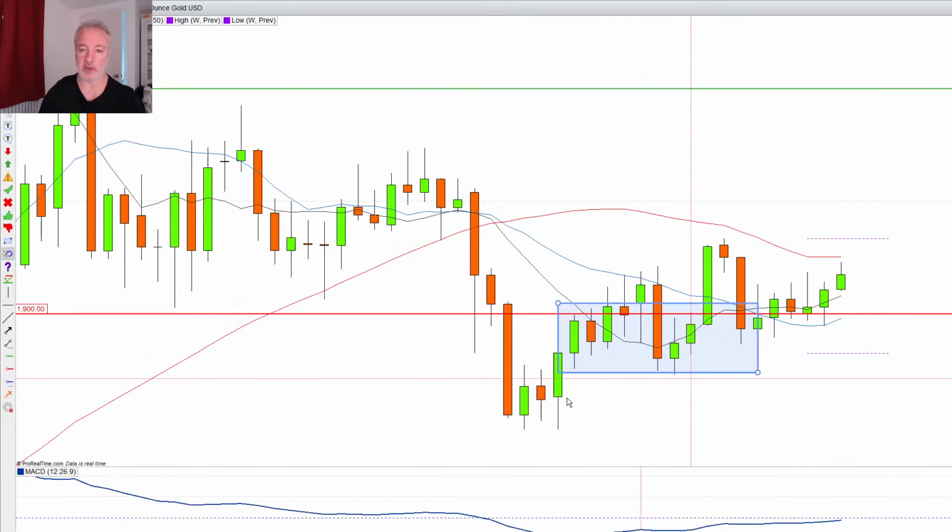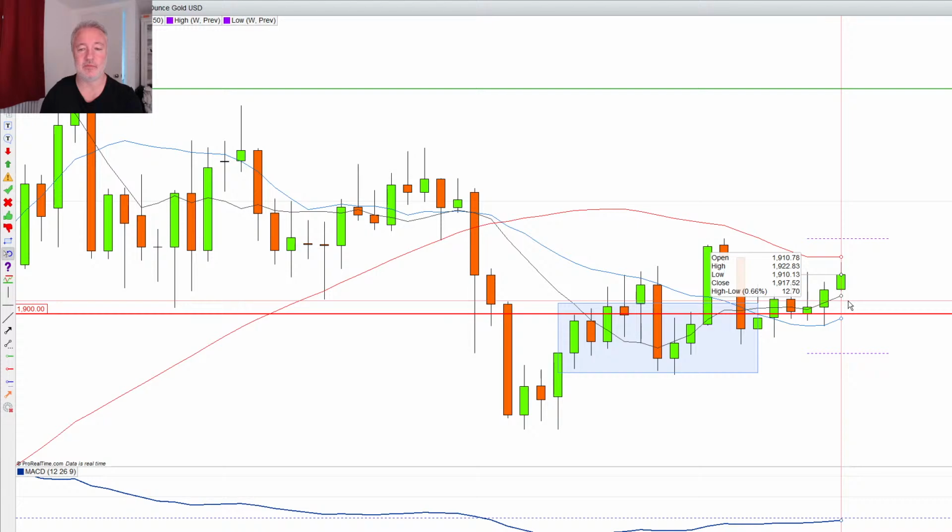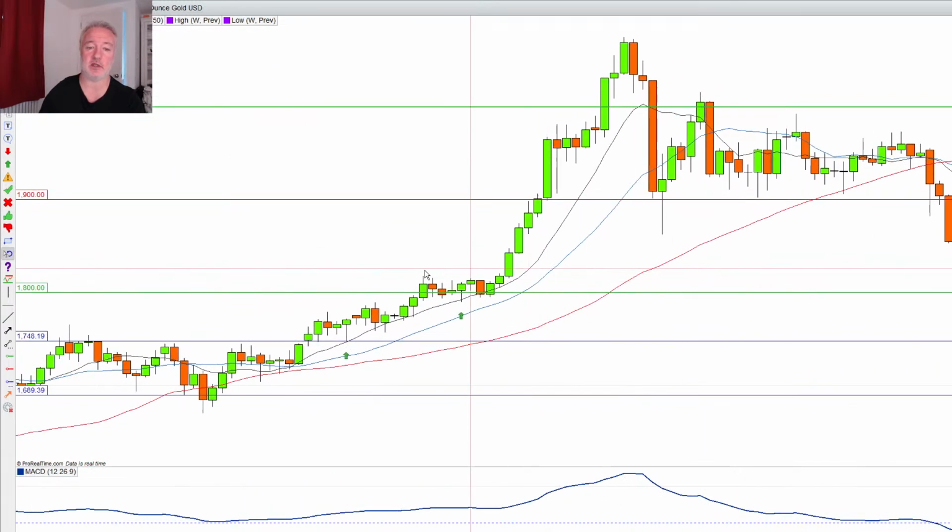Although gold is technically in an uptrend, higher lows and higher highs, the question I would ask myself is: if gold was really strong and bullish, would it be looking this way on the charts? And the answer is obviously no. If it was really nice and strong, I would see this.